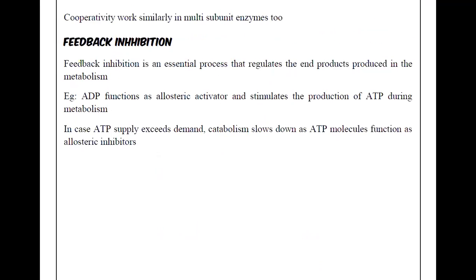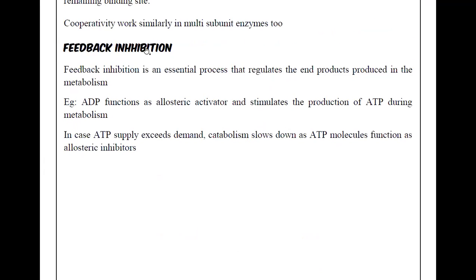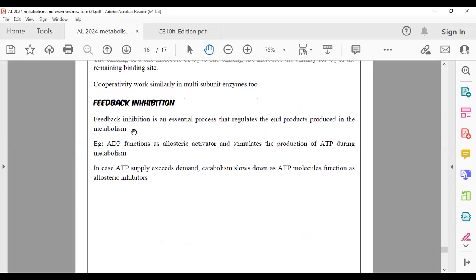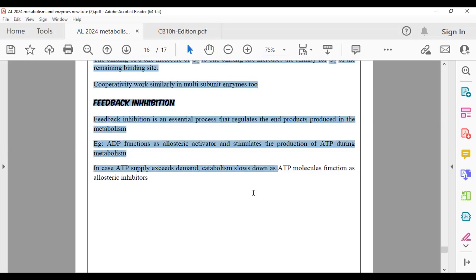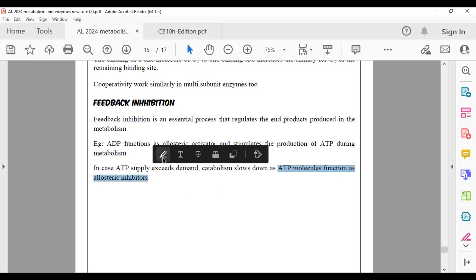Okay. Right. So that is what we call feedback inhibition. Here, they are not taking isoleucine, no? They want simple examples for you. They take the ADP, ATP example. They say ATP functions as an inhibitor molecule, minimizing the ATP production. Understood?